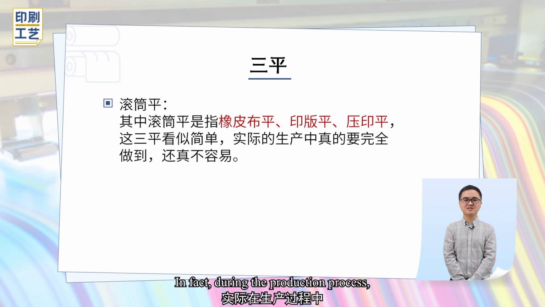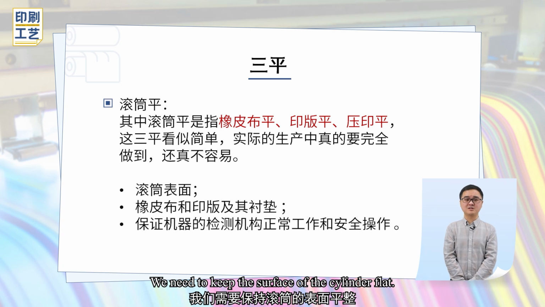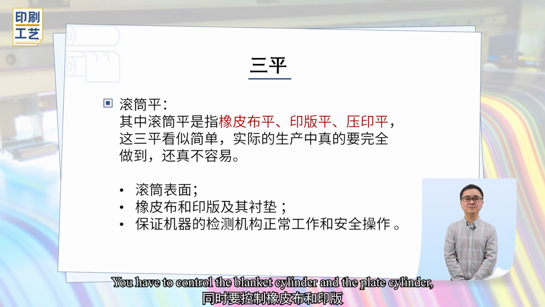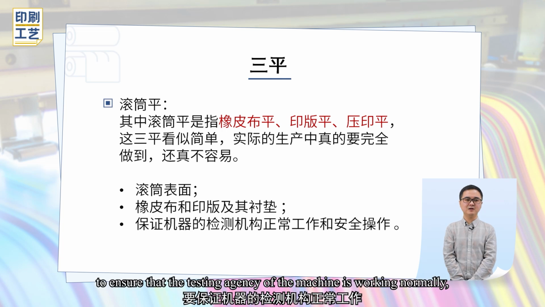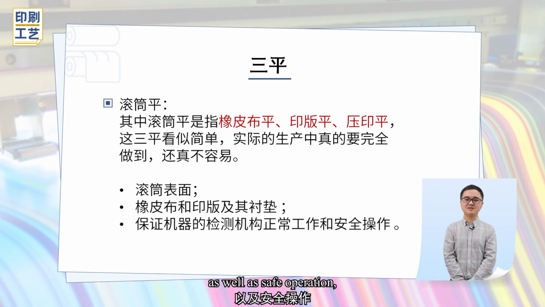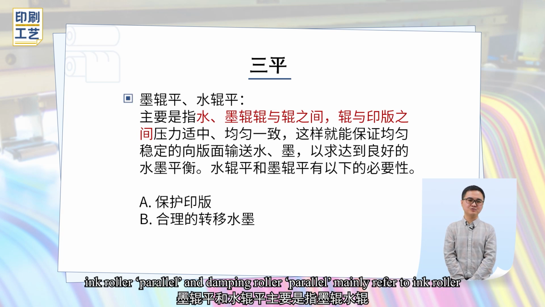In fact, during the production process, it's not easy to do exactly. We need to keep the surface of the cylinder flat. You have to control the blanket cylinder and the plate cylinder, as well as its packing part. At the same time, to ensure that the testing agency of the machine is working normally, as well as safe operation. Ink roller, parallel and damping roller.